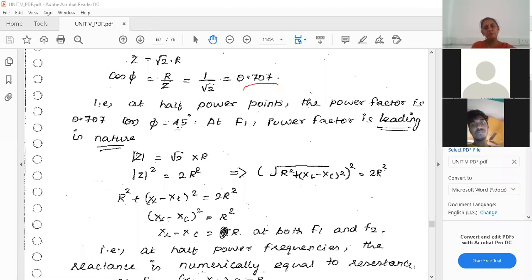Now at half power points, what happens? The power factor angle phi is equal to 45 degrees, right? So at F1, the power factor is leading in nature, and at F2, it will be lagging in nature. Now from this, I can write Z is equal to root 2 R. I will square this equation: Z square is equal to 2 into R square. Or R square plus (XL minus XC) the whole square is equal to 2 R square.